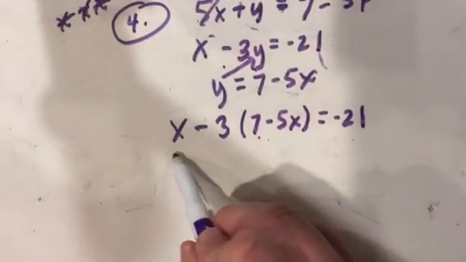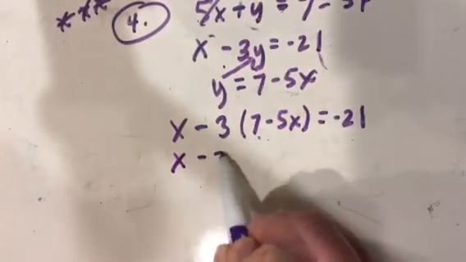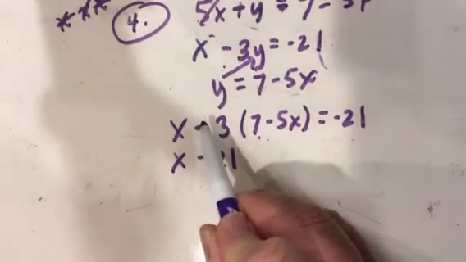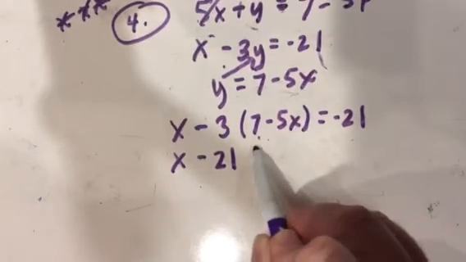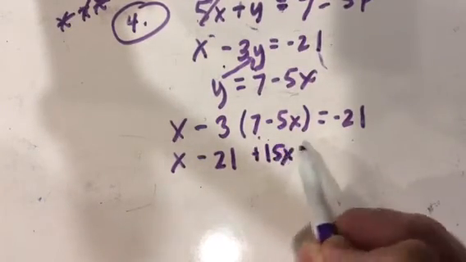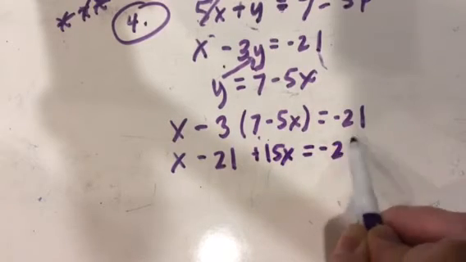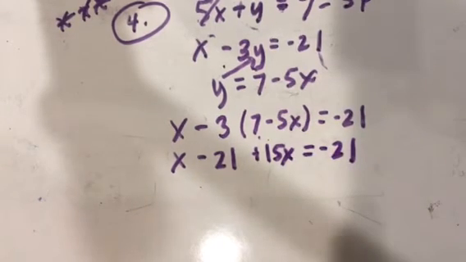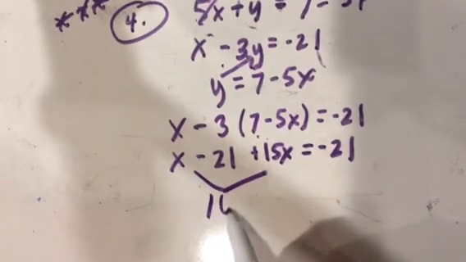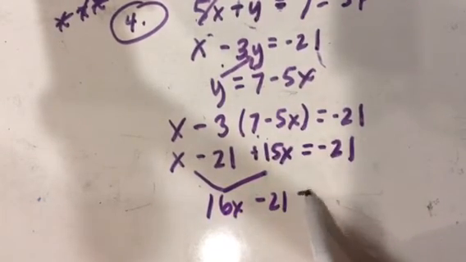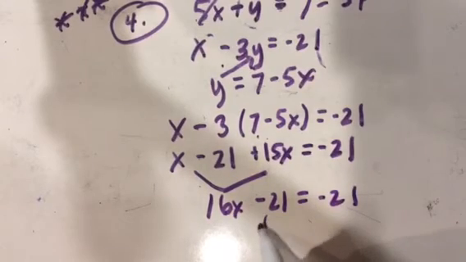This does require the distributive property. We'd get 3 times 7, that's going to be a minus 21. Then we treat this as -3 and -5x, which would actually be plus 15x. All right, now I'd probably look for like terms. 16x minus 21 equals -21. I would add the 21 over.